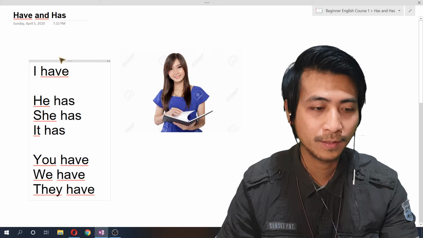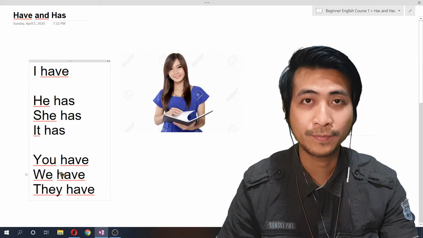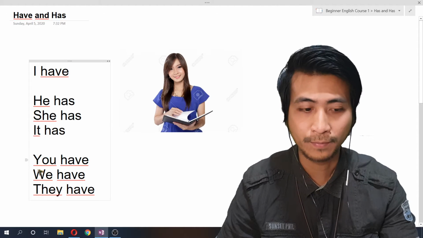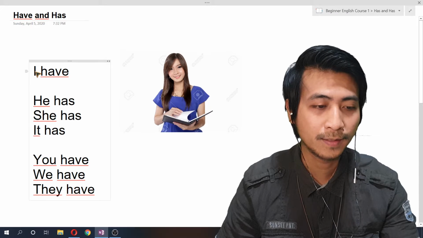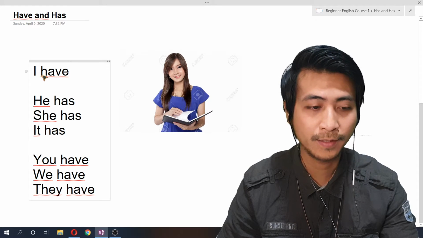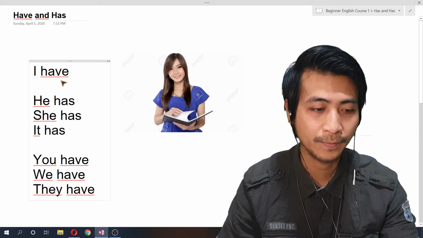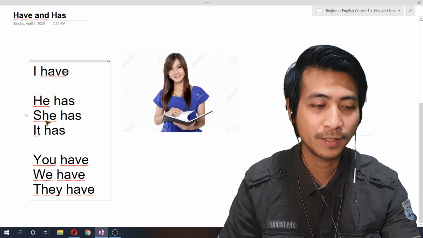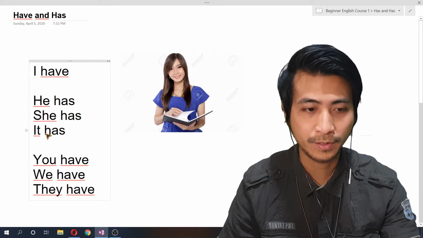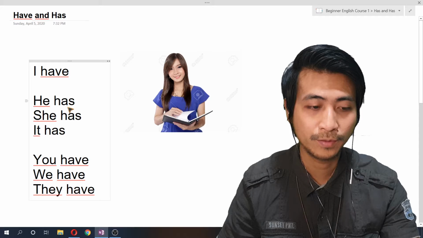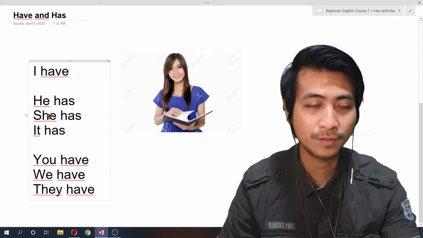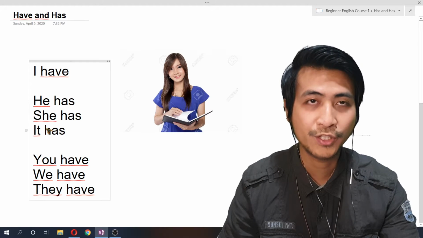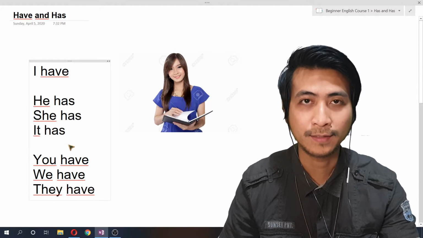We are going to read all of these subjective pronouns, and we have to remember the differences between them. Okay, here I have. If the subject is I, we have to use have, not has. On the next one, he, she, it. He, she, it are the third person singular, so you have to use has. We cannot use have because they are the third person singular. He has, she has, and it has.